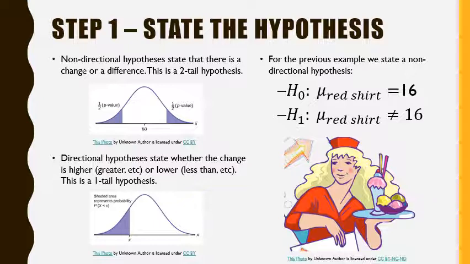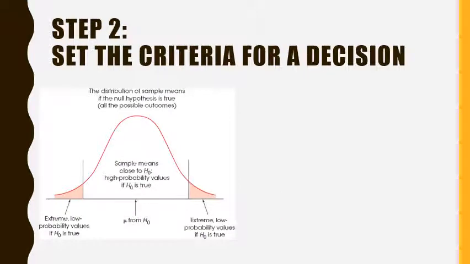It's out in the tails, okay? So that's step one. Step two, we're going to state the criteria for a decision. So notice again the graph, and you're going to notice that if the sample means are close to the null hypothesis, then you're going to be in the body. If you're going to be in the tails, those are extreme low probability values if the null is true. So probably the null is not going to be true if you have really extreme values.